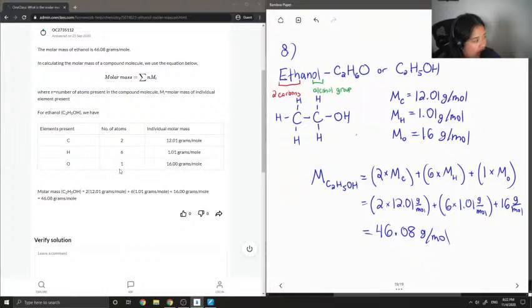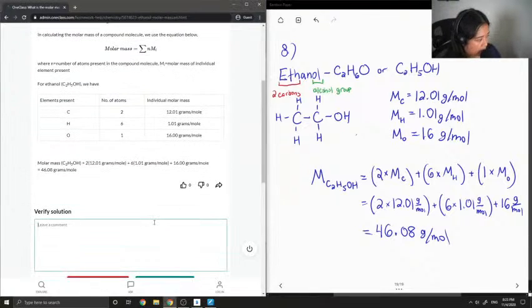For ethanol, they summed up all the elements that are present, carbon, hydrogen, oxygen, and how many atoms there are of each. So there's 2 carbons, 6 hydrogens, 1 oxygen. Then they also have the individual molar masses of each of the atoms. So 12.01, 1.01, and 16. Then they calculated molar mass and got the same value as me. This solution is correct.